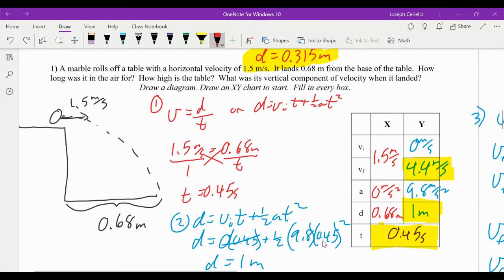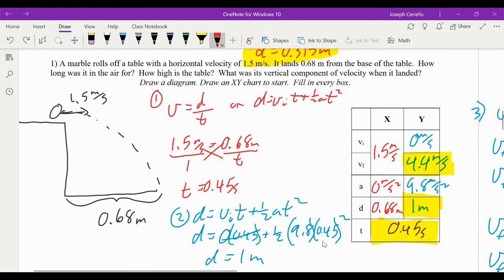All right, so looking at this one, again, this is from last class, so I'm going to go over this one specifically quickly. You got a marble, it's rolling off the table at 1.5 meters per second. It lands 0.68 meters from the base of the table. So we know that 1.5 meters per second is our Vx, and we know that 0.68 meters is our Dx, okay? Drawing the picture helps a lot with filling in the chart.